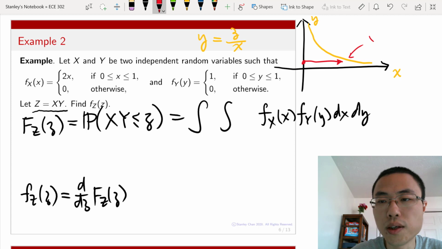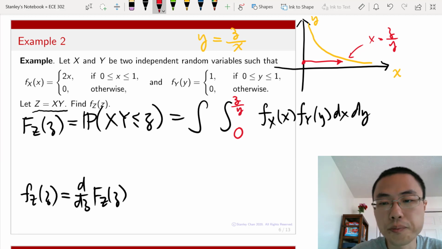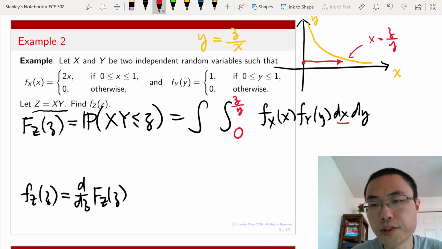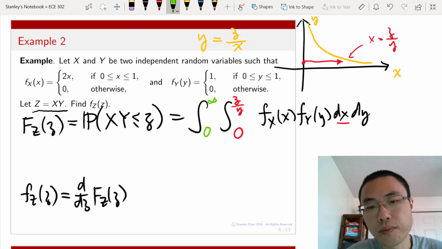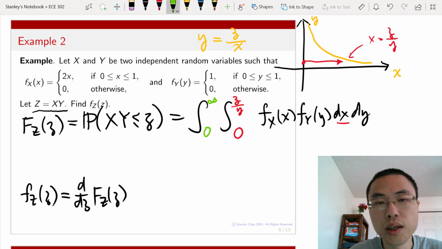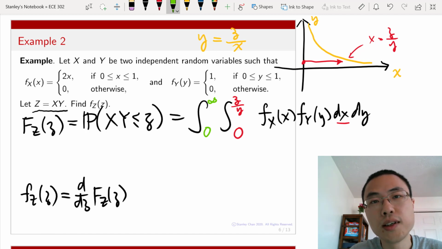This point is x equals z divided by y. So I should integrate from 0 to z divided by y. That is for my x. And then my y will just go from 0 to infinity. So that would be the range of values for a generic equation, where I do not need to care about the specific definitions of fx and fy.